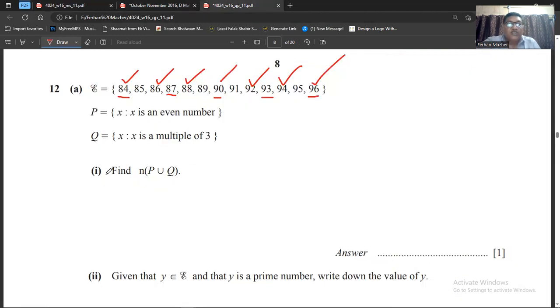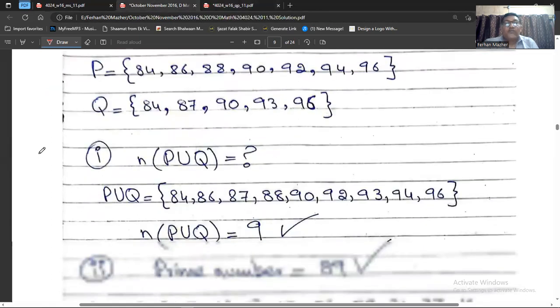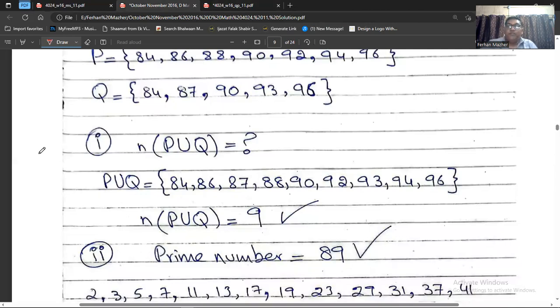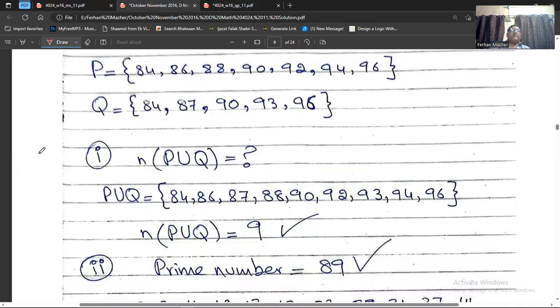Their first question is find, and this is question number 12A, first part: how many members are in P union Q? So first of all, I'm going to find out P union Q. P union Q means P and Q together, you write all the members of P, you also write all the members of Q in that set, and you do not repeat any members. So P union Q will be 84, 86, 87, 88, 90, 92, 93, 94, 96.